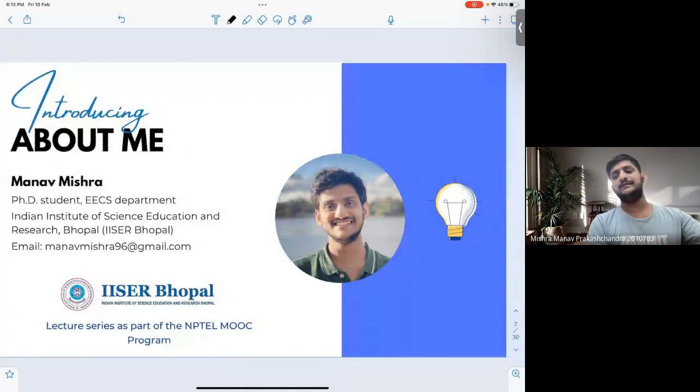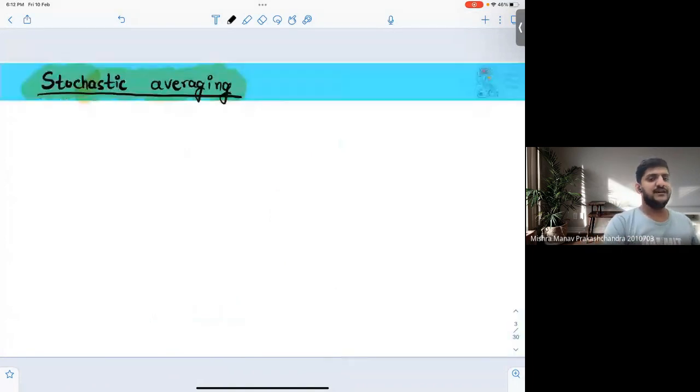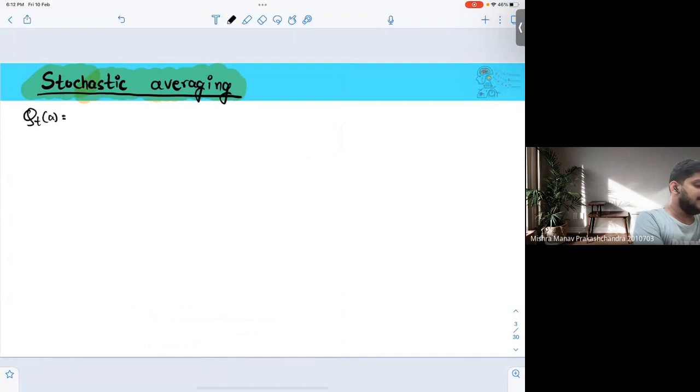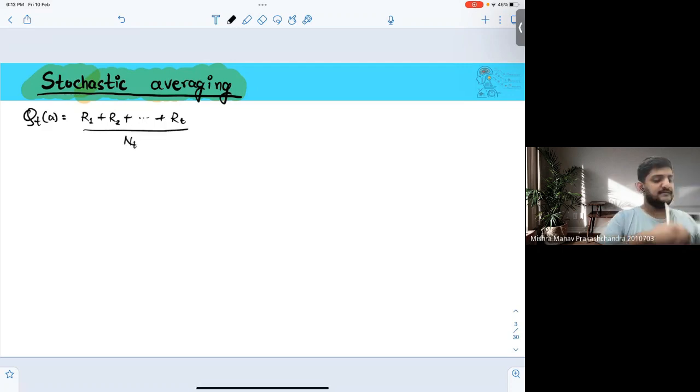So last week where we stopped was something called stochastic averaging. Okay. So we had defined what we mean by a Q function. So my Qt of A is nothing but R1 plus R2 plus ... R of T, divided by the number of times I have selected arm A. Okay. So this is my value function.